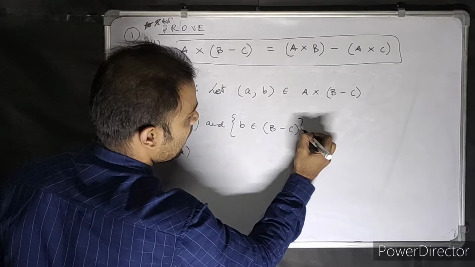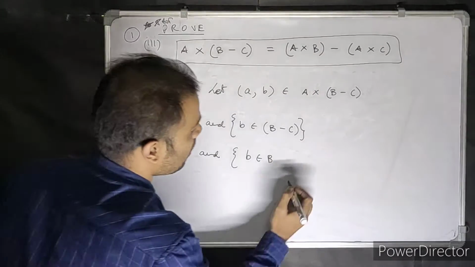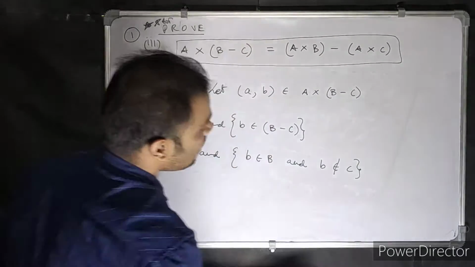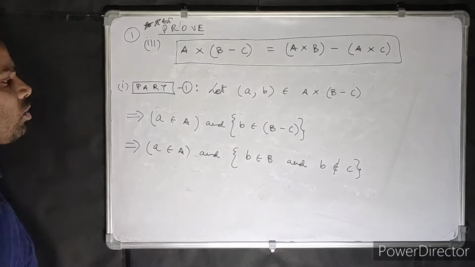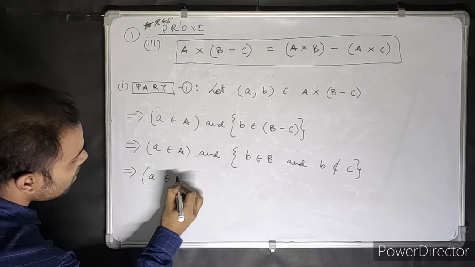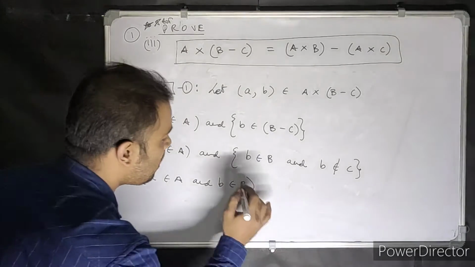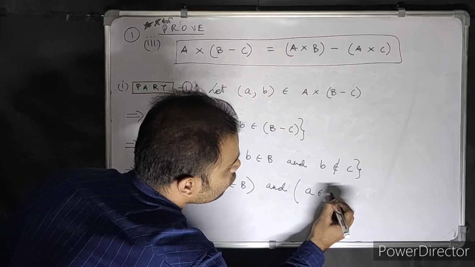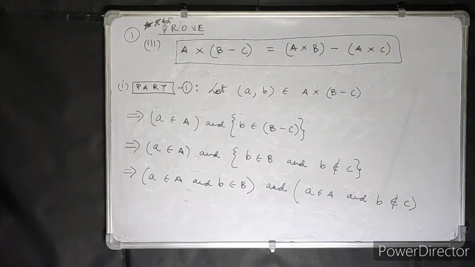Put it in brackets if you want, no problem. Now a belongs to A, and b belongs to B and b does not belong to C. What does this minus mean? It means this element belongs to B but does not belong to C. So we can write a belongs to A and b belongs to B, and a belongs to A and b does not belong to C.